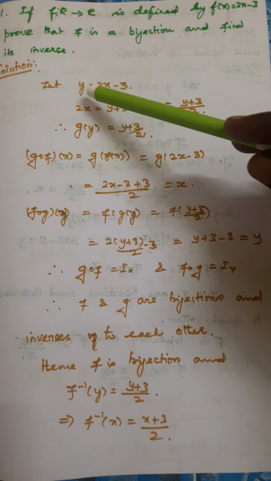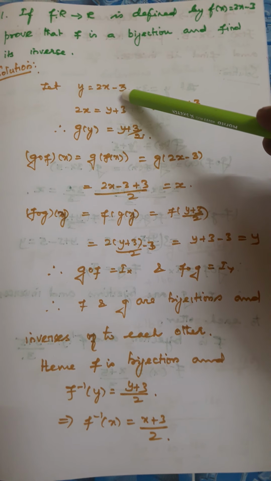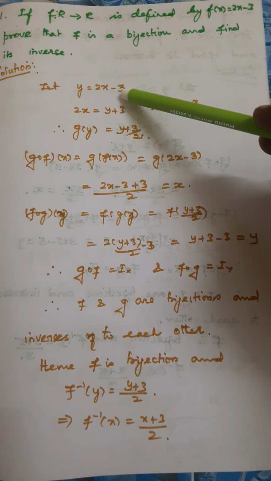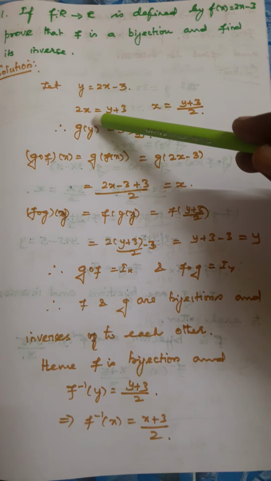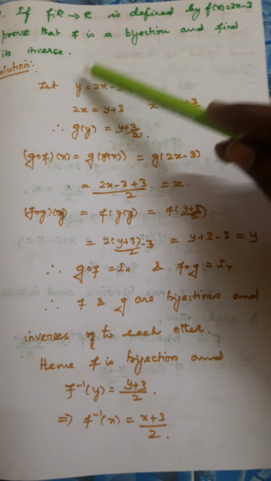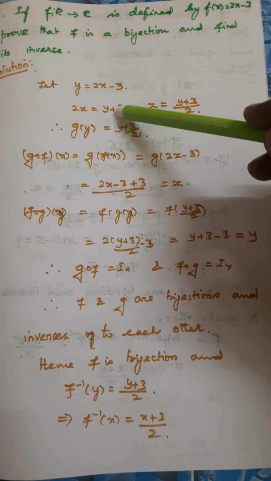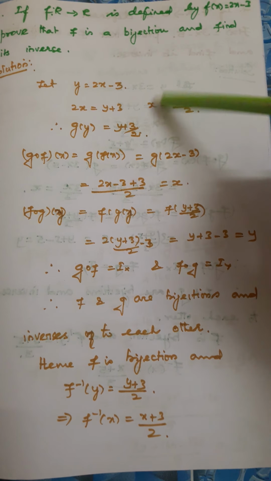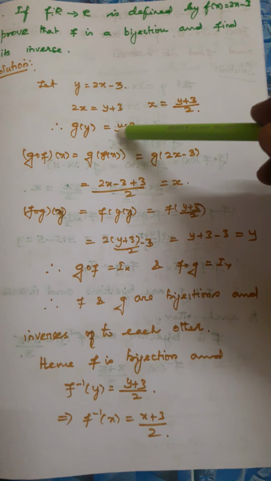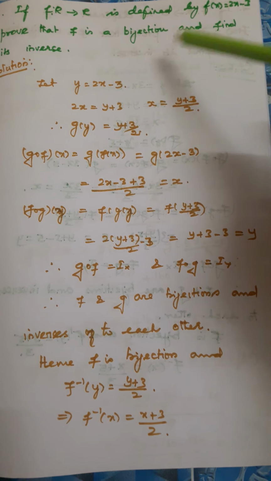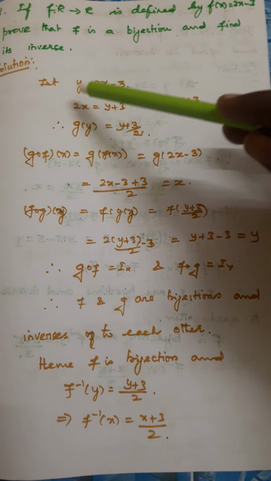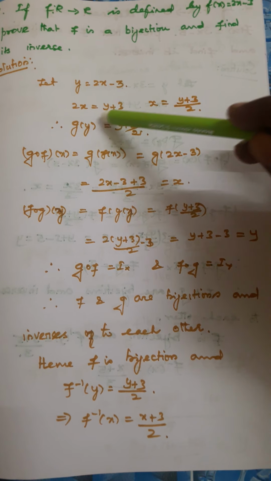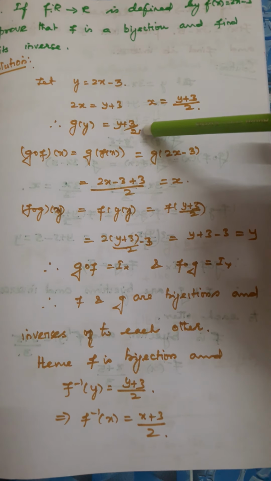So y equal to 2x minus 3. This is your question. I am finding the x value. For 2x, the minus 3 I am taking to the right side. It is x equal to y plus 3 by 2. I am taking that as g of y equal to y plus 3 by 2. Whatever the function, take y equal to it and find the x value. That is your g of y.